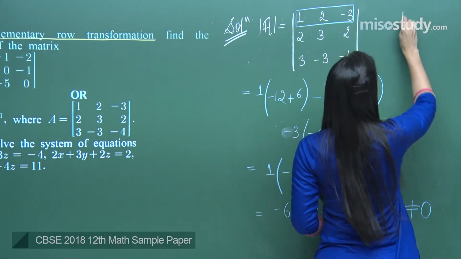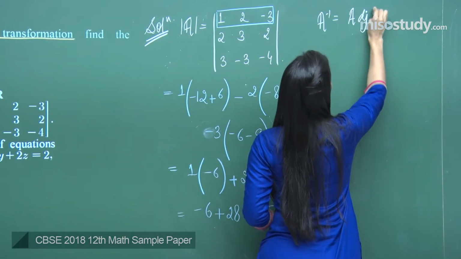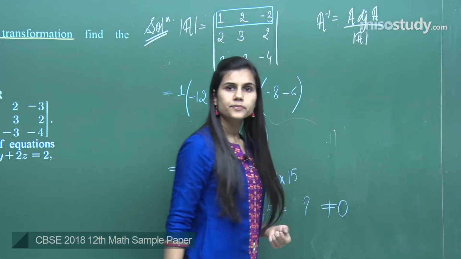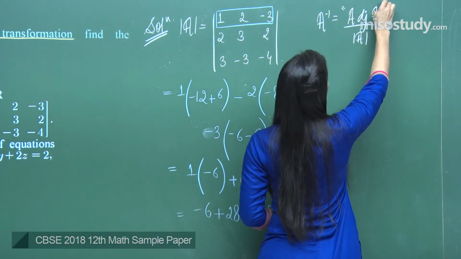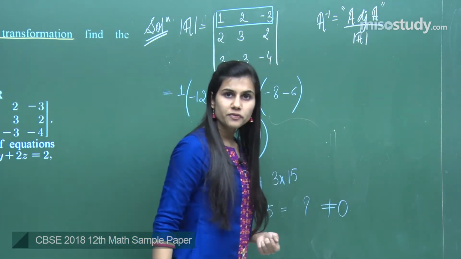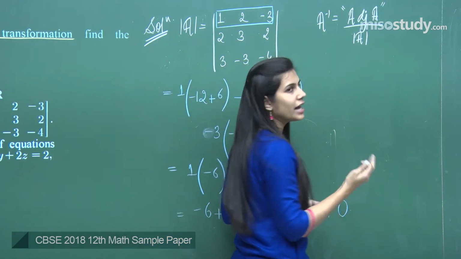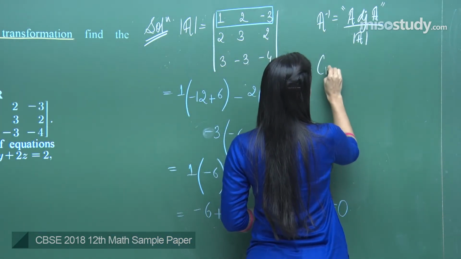Now, A inverse is adjoint of A upon determinant of A. Correct? Once you have this, let's focus on adjoint of A, because determinant of A is calculated through this formula. So adjoint of A is what? Transpose of all the cofactors of A. So let's find out the cofactors of A.